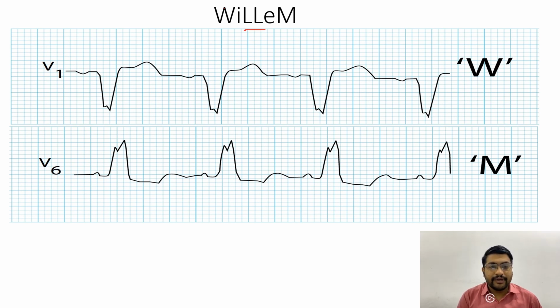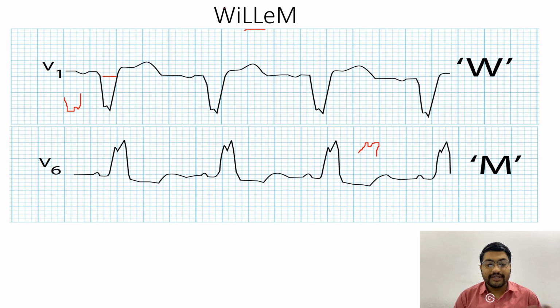Alright, so if you look at V1 and if I draw it here, it looks like this. Alright, a W pattern, right? And if I draw this QRS complex, this is almost like M. So if you see this pattern in V1 and V6, then this is our left bundle branch block. And other clues here are that our QRS complexes are broader than 3 small blocks, right?